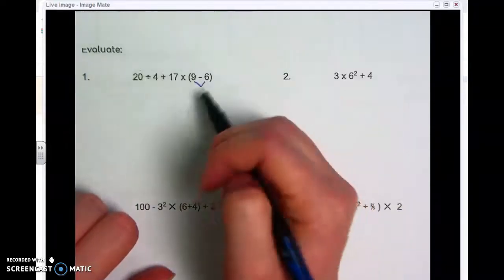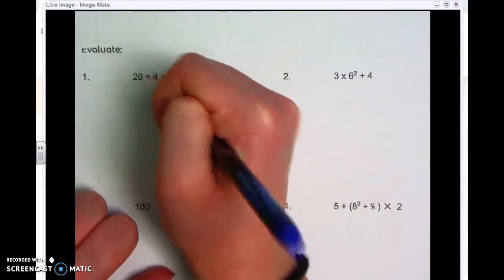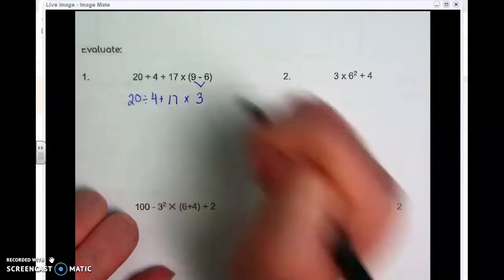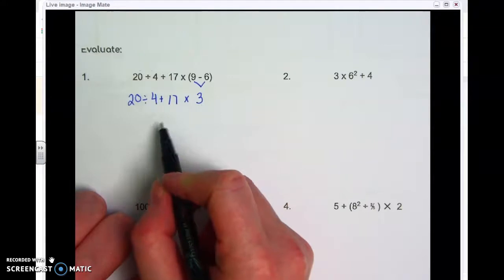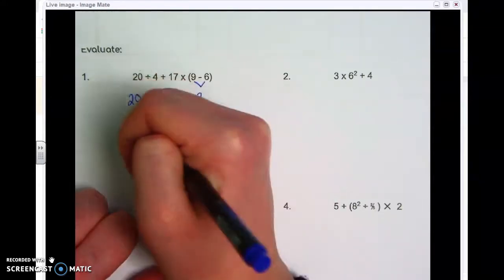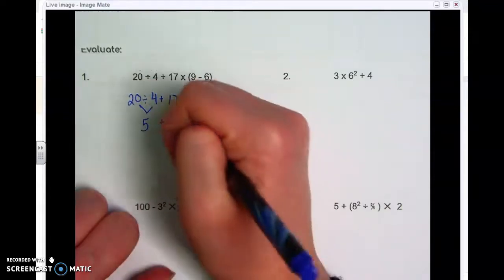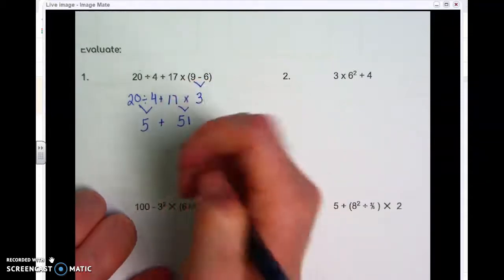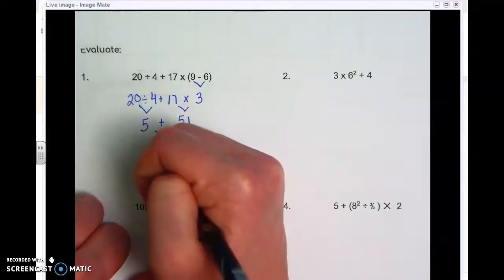Okay, so looking at that first one, we are looking for parentheses or any grouping symbol, and I see one right here. 9 minus 6 is 3, and I'm just going to rewrite everything. I'm not going to write the parentheses anymore because I already used them. Okay? Now I'm looking for exponents. I don't see any. I'm looking for multiply and divide. I see 2, but I'm going to work left to right. So 20 divided by 4 is 5, plus sign, and because there's a plus sign, I am going to do these two at the same time. Okay? 17 times 3 is 51. And there is no multiplication or division, so I'm just going to add them together to get 56.